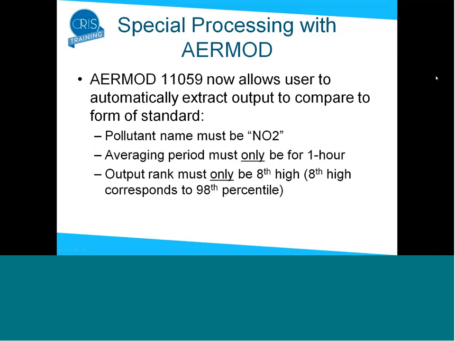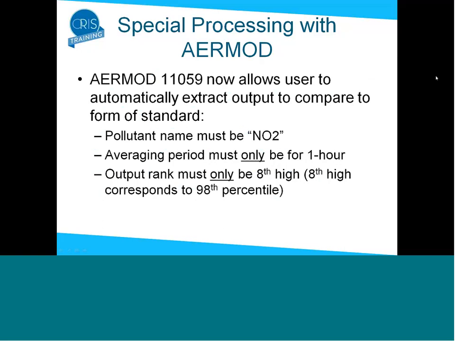Excuse me. But with AERMOD version 11059, which came out at the end of February last year, we do now have a way to automatically pull output from AERMOD that you can compare to the form of the 1 hour NO2 standard. And basically, to invoke that, you have to do three things. First of all, the pollutant name that you're using has to be NO2. It can't be NOx or anything other than NO2.